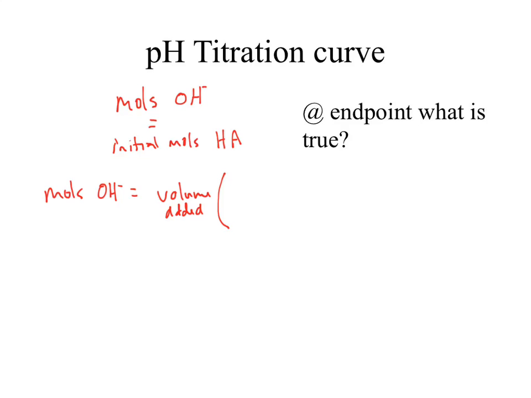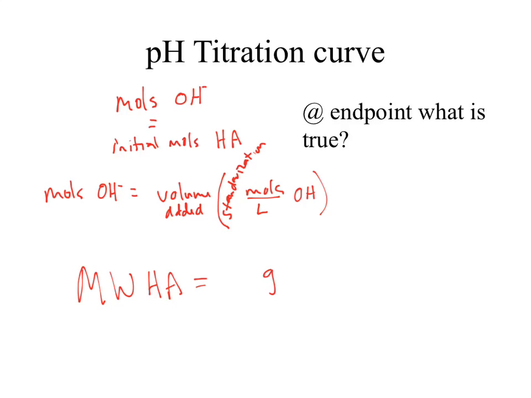We could do the mass, but the mass isn't going to work because remember it reacts with the air. We did a standardization. The goal of the standardization was to get the molarity. So we know the molarity, moles per liter, from our standardization of our OH. Now when we go through and do that, we've got the moles of OH minus, which equals the moles of HA. We want the molecular weight of HA. Molecular weight of HA is equal to the grams of acid per mole of acid.